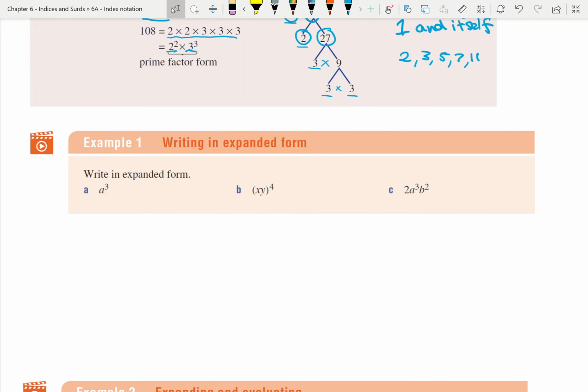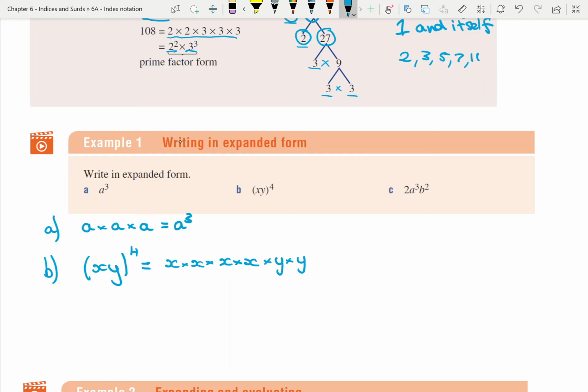So if I were to take something that is already in index form and write it in expanded form, it's pretty simple. All I'm doing is just writing it the number of times I'm told to. So a cubed is going to be a multiplied by itself 3 times. If it is a product inside our bracket, so for instance, x times y, we write out each individual part of the product 4 times. So you notice that this is also the same as x to the 4, y to the 4. So 3 different ways that I can write the exact same thing.